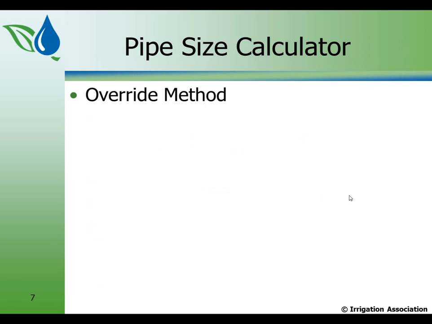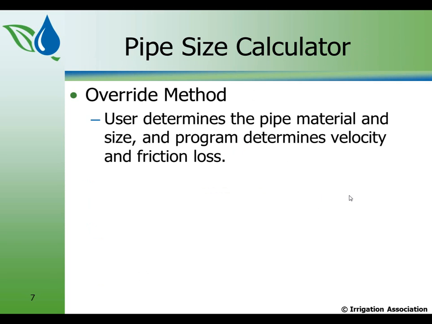I have given the user one more choice, and that's what I call the override method. And here, the user determines the pipe material and size, and the program determines the velocity and the friction loss. So in other words, we've taken away from the program the ability to pick the size, and the user picks the size, but then it tells them what the consequences of doing that are. Now that should be used with caution.